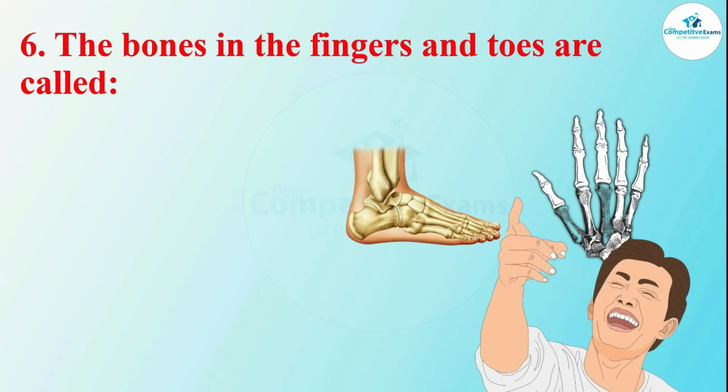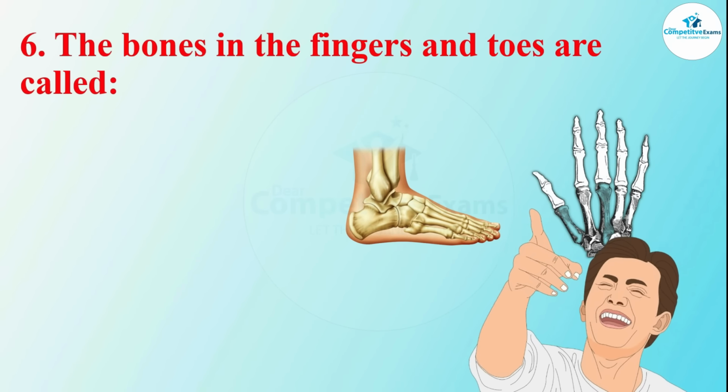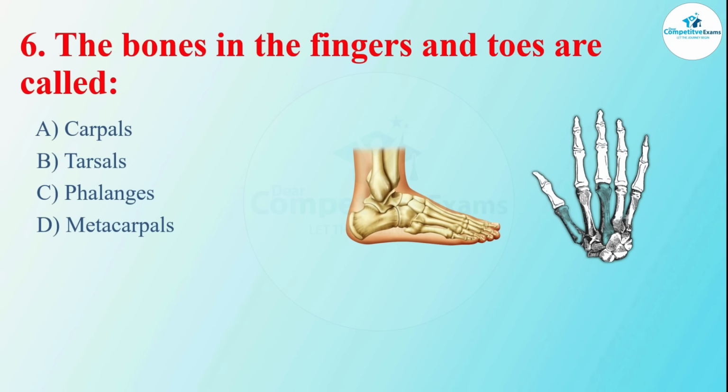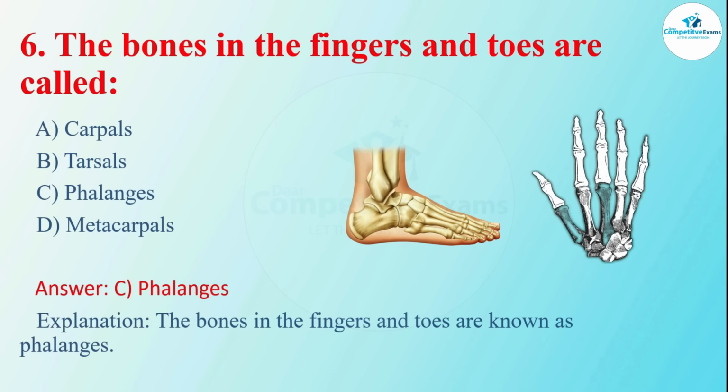The bones in the fingers and the toes are called. What do we call those bones which are there in our fingers and toes? Your answers are carpals, tarsals, phalanges, or metacarpals. The answer is they are known as phalanges. The bones in the fingers and the toes are known as phalanges. Right? Let's move on to question number 7.